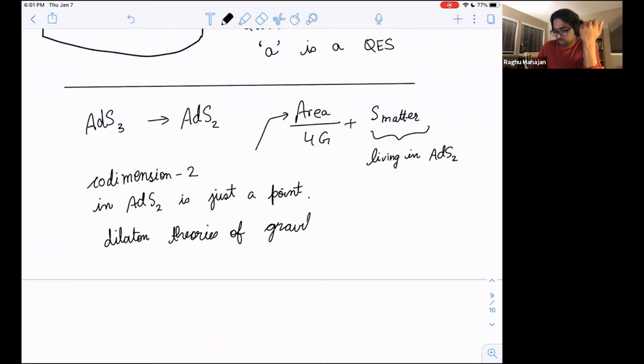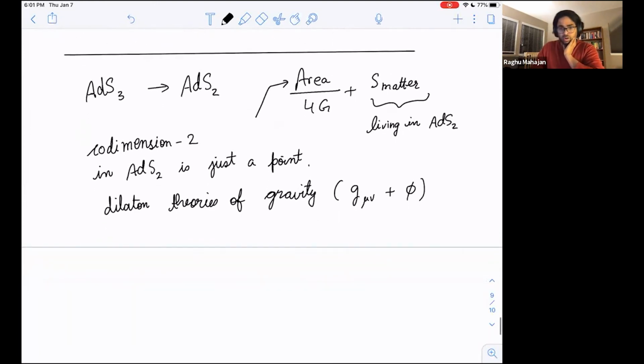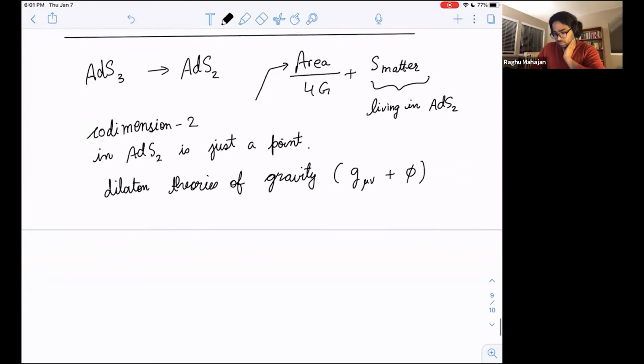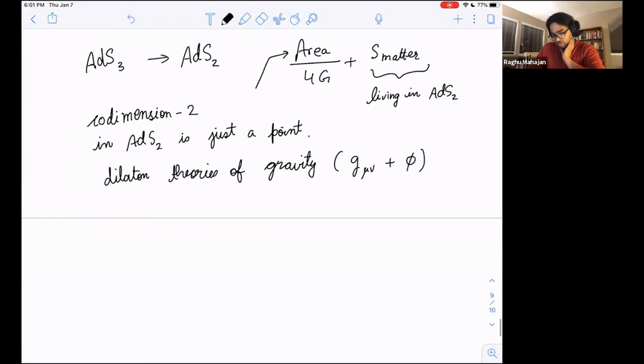Which is not just a metric, but a metric plus a scalar field, phi. I'll call it phi. So I'll write down the action, and then I'll say what the area means. As most of you have probably heard, there is this really simple theory of gravity called JT gravity, whose Euclidean action as a functional of g_mu_nu and phi is the following.